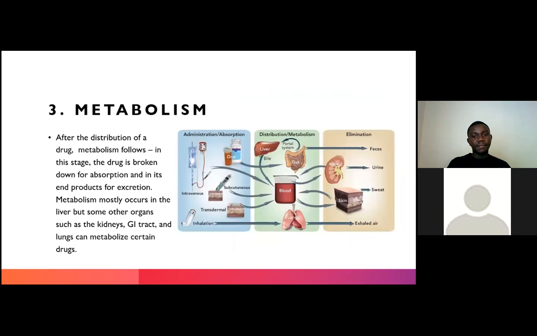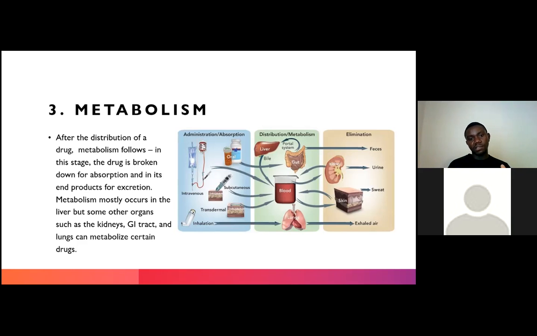And then metabolism is when the drug is broken down for absorption. So once the drug is taken into the bloodstream, it has to be broken down for the tissues to absorb. The main organ for metabolism is the liver, but your gastrointestinal tract, so your stomach, your guts, also can metabolize certain drugs. Even your lungs can help metabolize certain drugs.